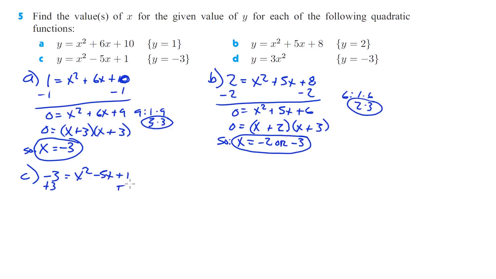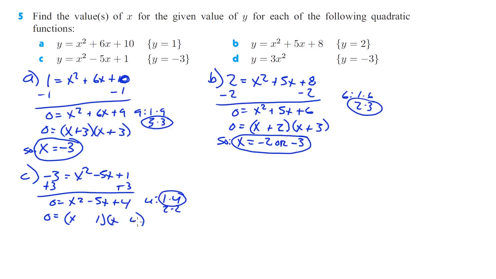Add 3 to both sides. And we get 0 equals x squared minus 5x plus 4. So now we want to try to come up with factors of 4, which are 1 and 4, or 2 and 2. Which ones of those add up to 5? And that's going to be 1 and 4.